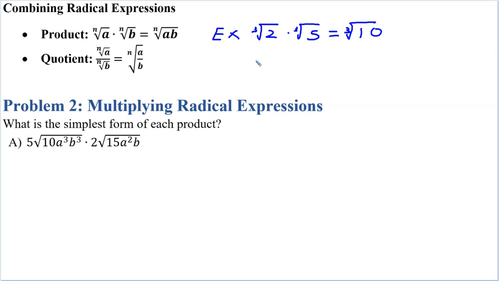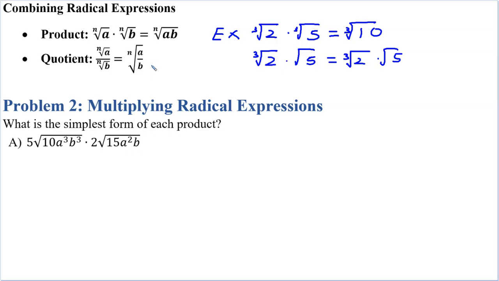Another example, I guess, is when I couldn't combine. Let's say that I have the third root of 2 times, let's just say the square root of 5. Okay, in this case, I can't do anything different with this. This would just be equal to third root 2 square root 5. That's all the simpler I can make it. Since these don't have the same index here, I can't put them together.